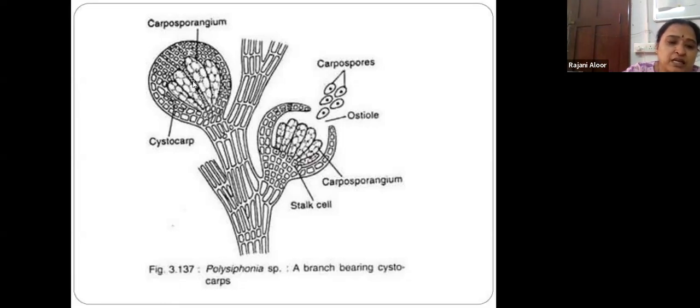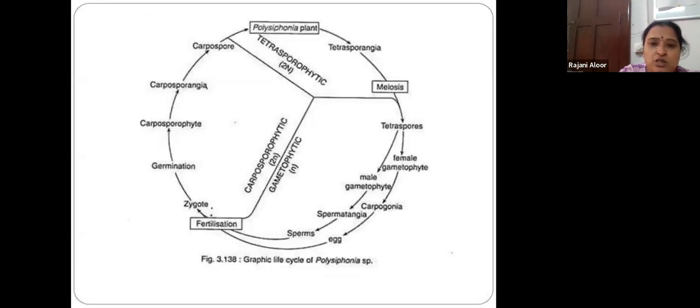Some basal sterile cells and some of the carpogonial cells gradually degenerate. The carposporophyte develops single diploid carpospores. After being liberated, the carpospores come out through the ostiole. This is the opening area, and its name is the ostiole.